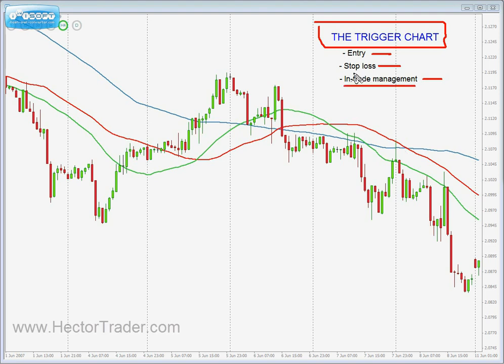The in-trade management and the stop loss, all that I explain in their own respective chapters. I'm not going to get into detail on that. I just want you to remember that it's all based off the 1 hour time frame, in this case the trigger chart. Okay. So as I was saying, the trigger chart, I use it first of all to pinpoint my entry.